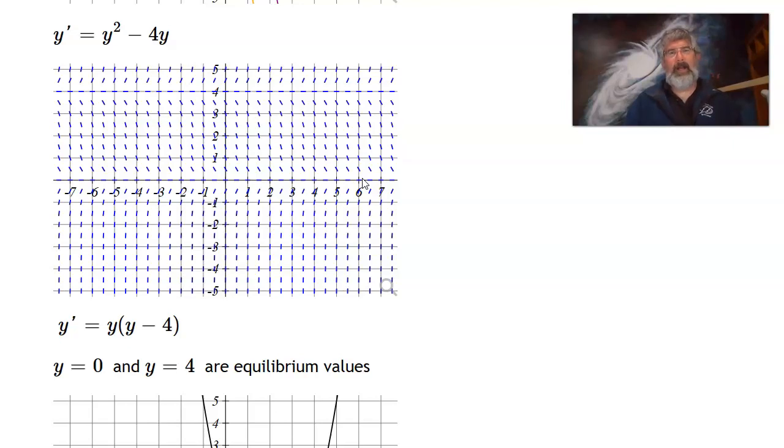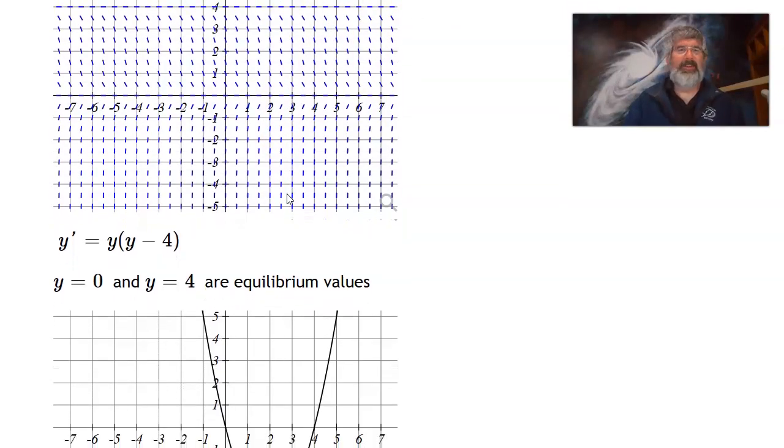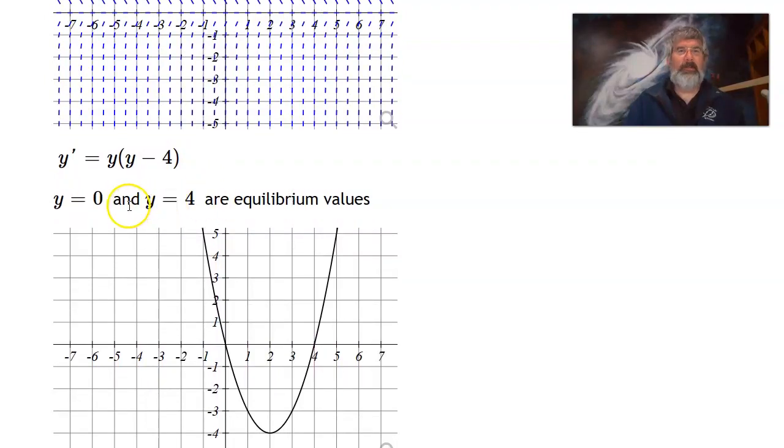Now I claim that I can draw this graph, this slope field, without asking for help from a computer, and here's what I do. Using those two equilibrium values, I draw the graph of this function right here. So the vertical axis here is the y prime axis, and the horizontal axis is the y axis. I'm thinking of y as my input variable, and y prime is my output variable, looking at that equation. This is a quadratic equation in y. I've got it factored so I can see the intercepts. y equals 0 is an intercept, and y equals 4 is an intercept. And it's an upward opening parabola.